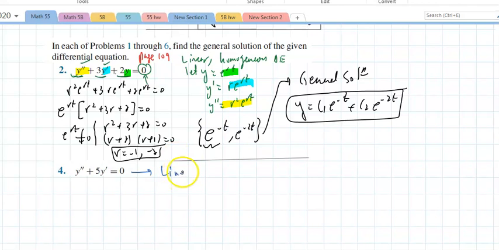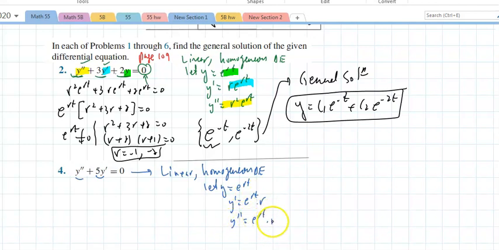We all know what linear is. Homogeneous differential equation. So I'm going to let y equal e to the rt be the solution. I need a derivative and a second derivative. Y prime is e to the rt times r, and y double prime is e to the rt times r, which is r squared. So this is r squared e to the rt plus 5r e to the rt equals 0. So if I factor e to the rt, I'll get r squared plus 5r equal to 0. And we know that e to the rt can never equal 0.